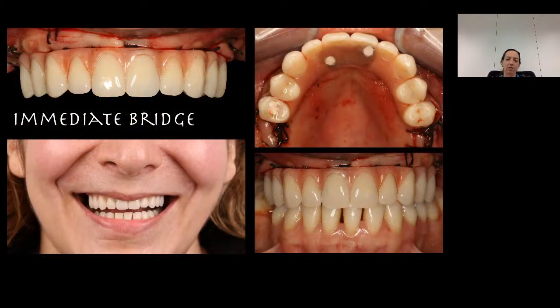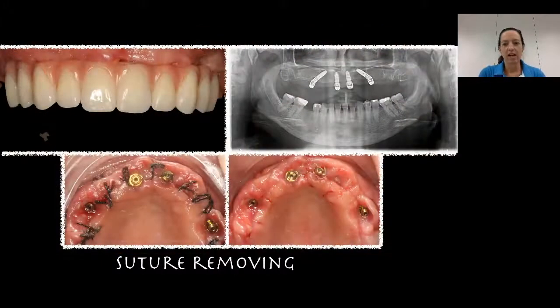So this is how it looks at the end of the surgery. As you can see here, the implants are coming out in the second premolars. So we deliver the bridge with only 10 teeth. And this is how the tissues look on the day of removing the suture.